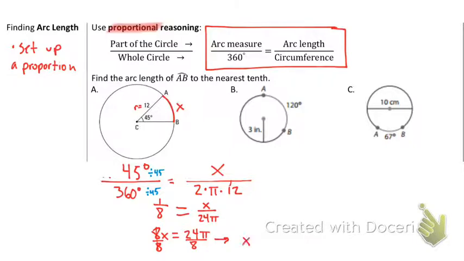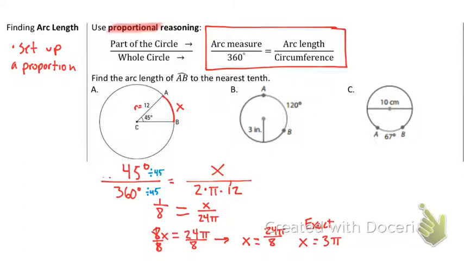Okay, so we're left with x equal to 24 over 8. Pi goes here. And then we could reduce 24 over 8. Okay? And that's going to give me x equal to, I can reduce by 8. That's going to give me 3 over 1, or just 3 pi. All right, so this answer is the arc length, and it's an exact answer.